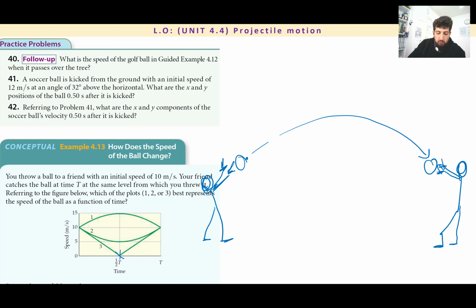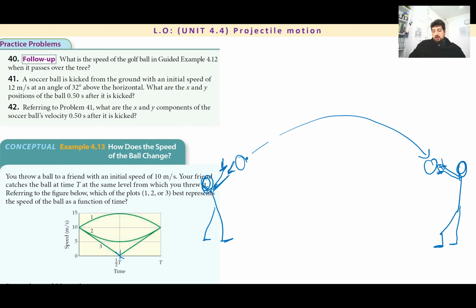What about plot 1? Plot 1 says that at the halfway point the speed is 15, so it speeds up at the halfway point, while number 2 says the speed slows down at the halfway point. Now let's just talk about common sense here. Is it going to speed up at the halfway point, or is it going to slow down? Remember, I can use an extreme example: rather than throwing in a parabola, I'm throwing this straight up. At the highest point, it's going to be 0.